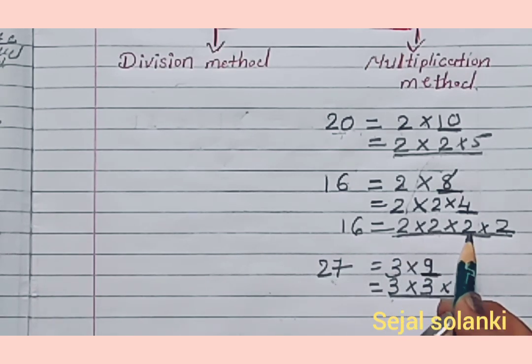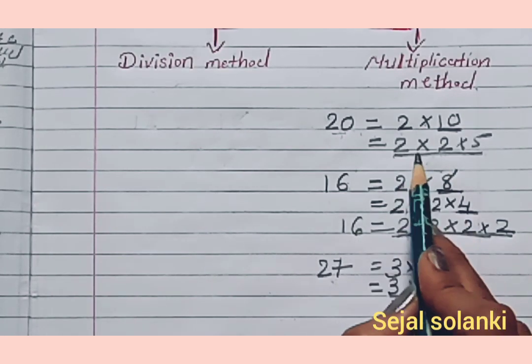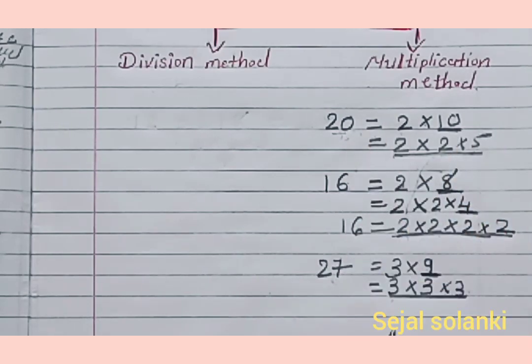2 into 2 into 2 into 2. These are the prime factors of 16. And these, 2 into 2 into 5, are the prime factors of 20. So this is the multiplication method. In the multiplication method, we can use a factor tree also. It is also the same.